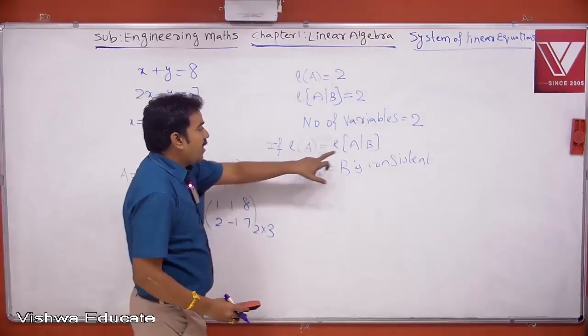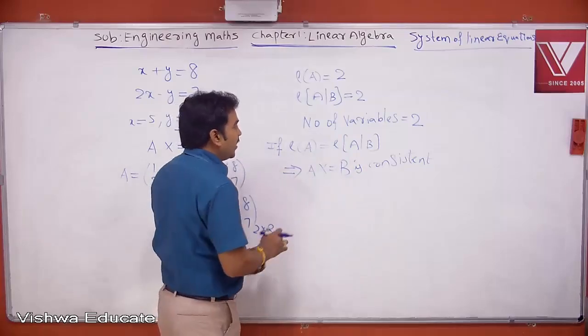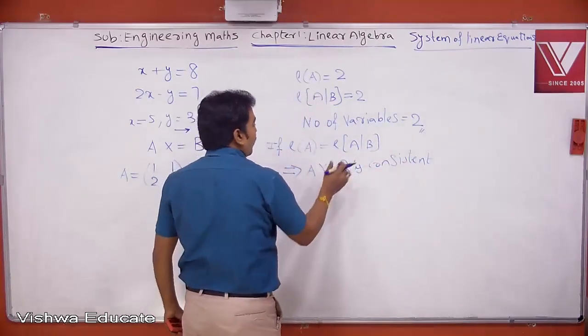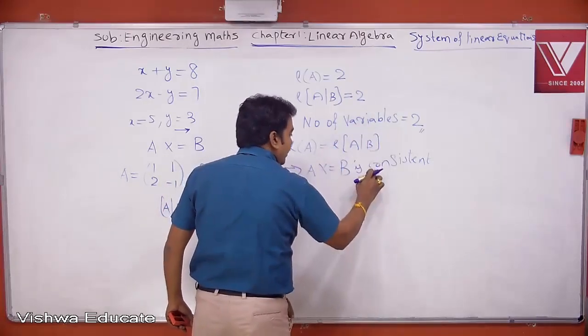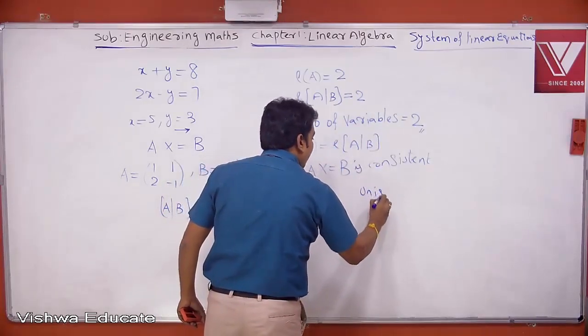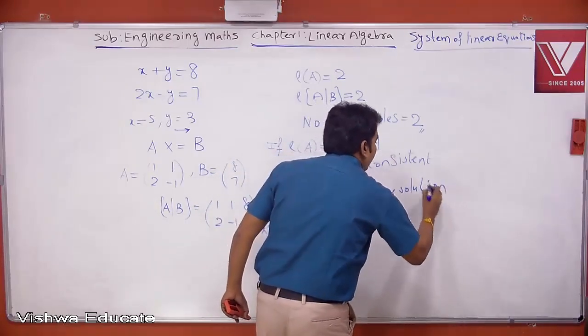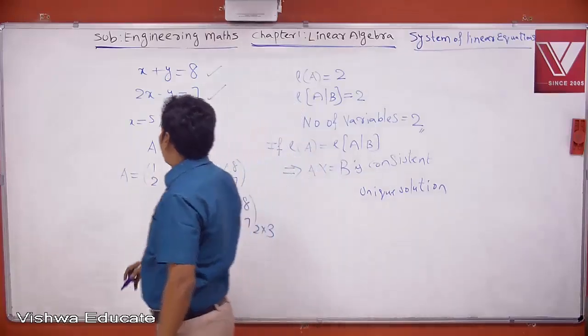So when rank of A equal to rank of A slash B, it is consistent. But interestingly, here number of variables also equal to 2. Therefore, when these two quantities match with number of variables, then it is consistent, having exactly unique solution. So that is the reason these two systems of equations possess exactly one solution.